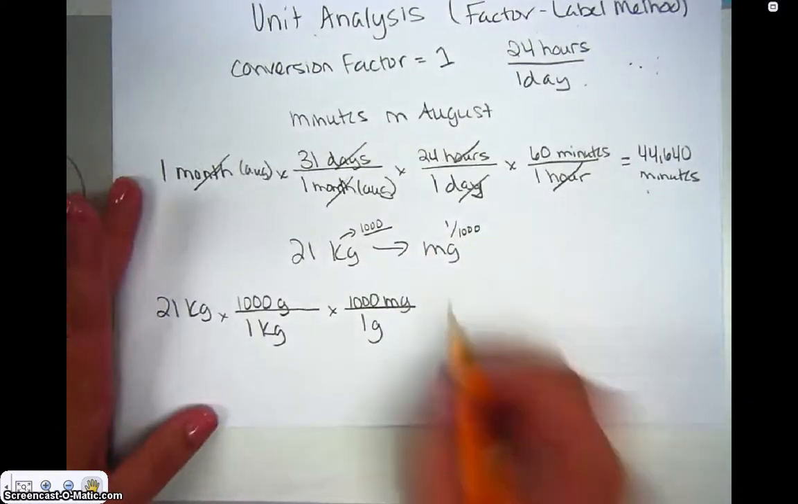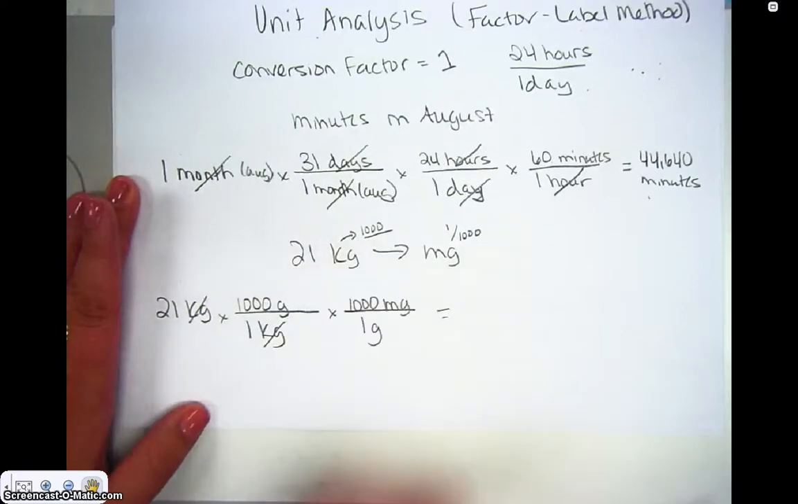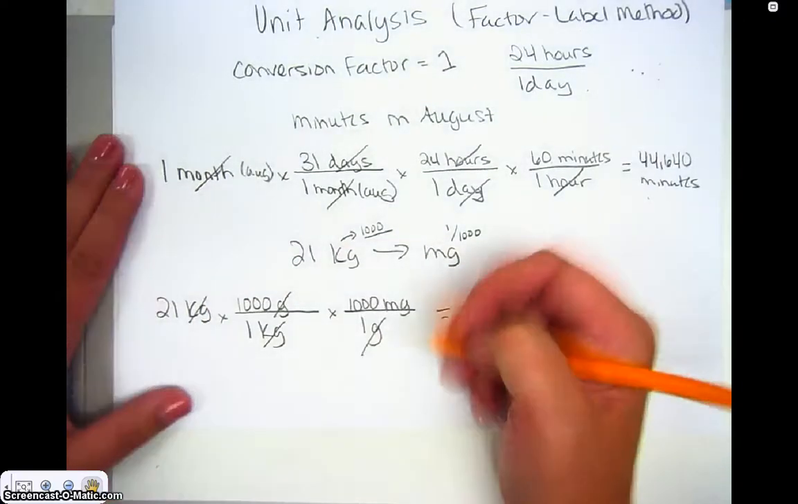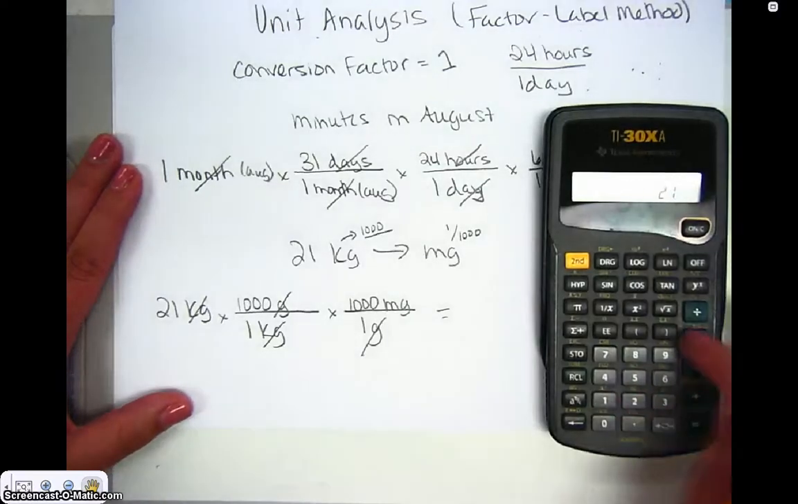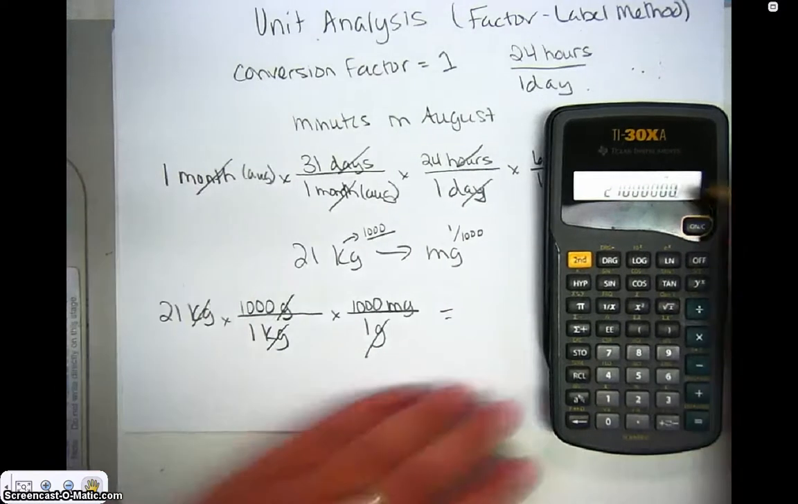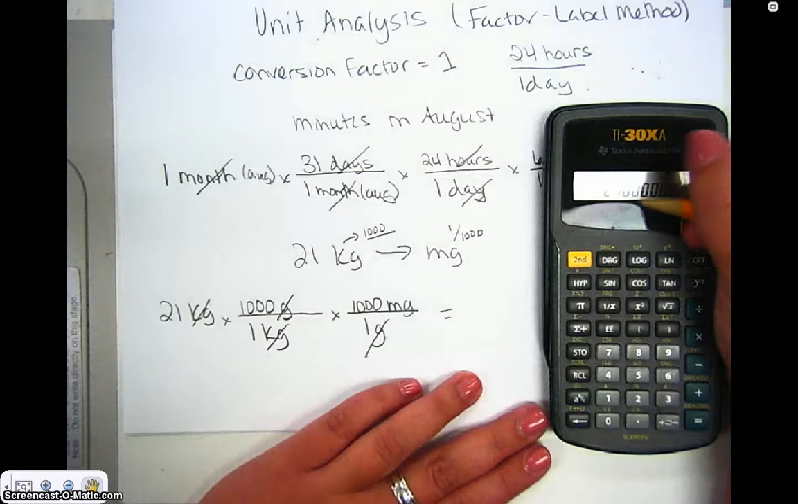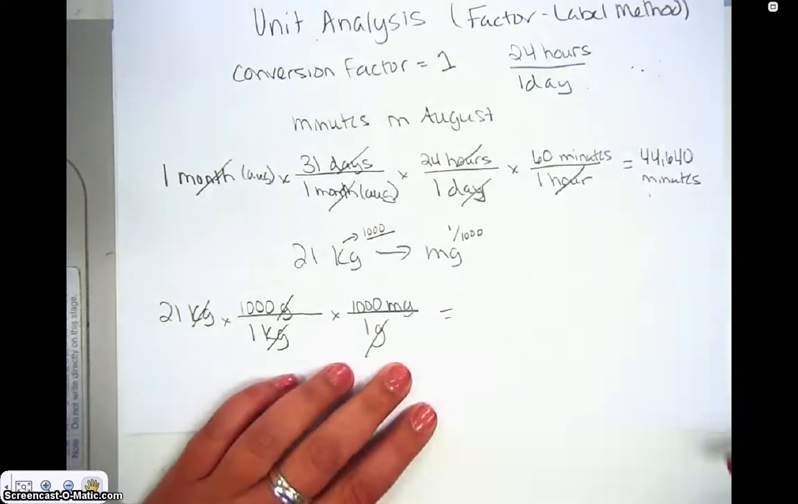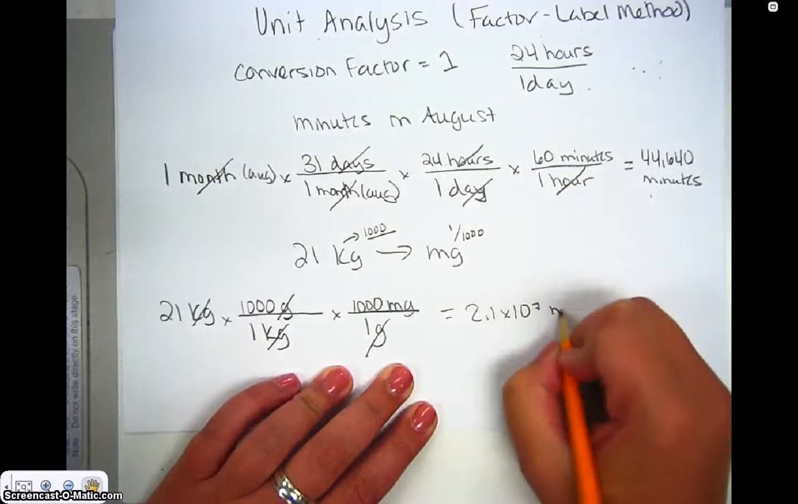Again, what I'm putting on the bottom, I want to cancel out. So kilograms will cancel, grams will cancel, and if I multiply through the top, that will give me the number of milligrams. So 21 times 1,000 times 1,000, and it gives me this. Let's put it in scientific notation. 1, 2, 3, 4, 5, 6, 7. So 2.1 times 10 to the 7th milligrams.